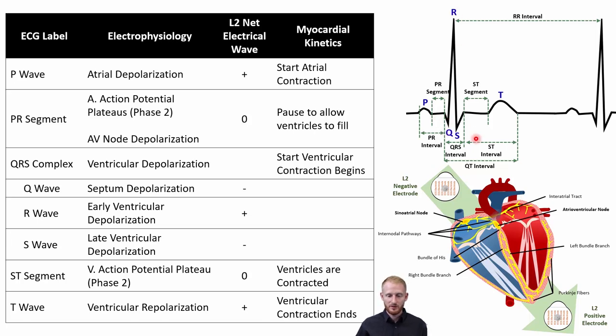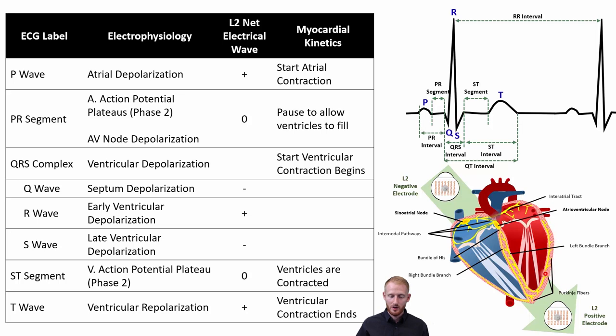The R wave is going to be when the electrical activity starts to flow down and out and sort of through both the right and left ventricles. And that's the majority of the direction of the electrical wave. And so you get this huge R wave, this huge positive deflection, because it's a positive wave moving towards the positive electrode. All right, and then we have the S wave, which is a little negative wave here.